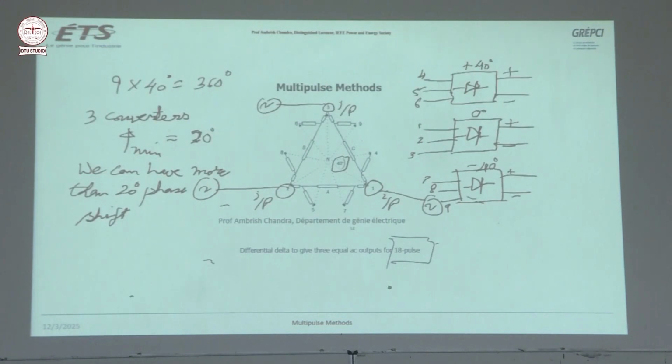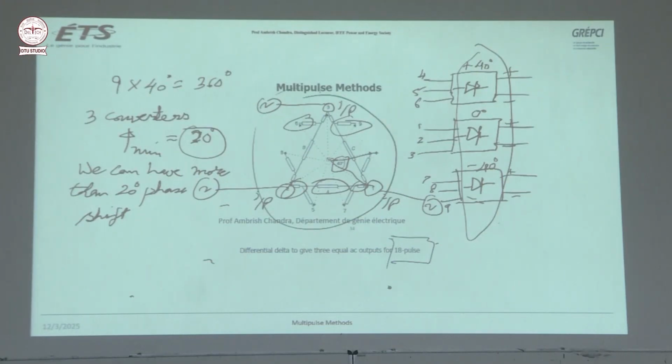Then we have another type of differential delta, right? So that you can connect 3 converters in parallel, same way, and the windings, these, they are on the same leg. So if you are having 3 converters, the minimum phase shifting required is 20 degree, 60 divided by 3, 20 degree. But here we have 40 degree phase shift because 20 degree is the minimum. So some designers of the transformer said, okay, I can take 40 degree phase shift. So he has taken 40 degree, and this is how he is able to get 18 pulses here.